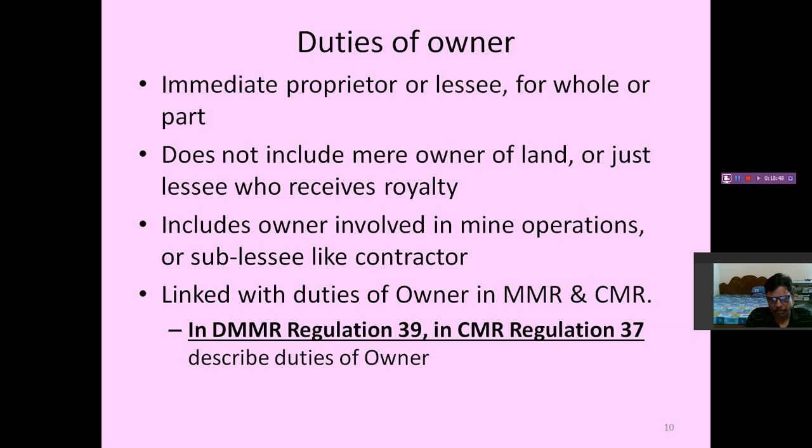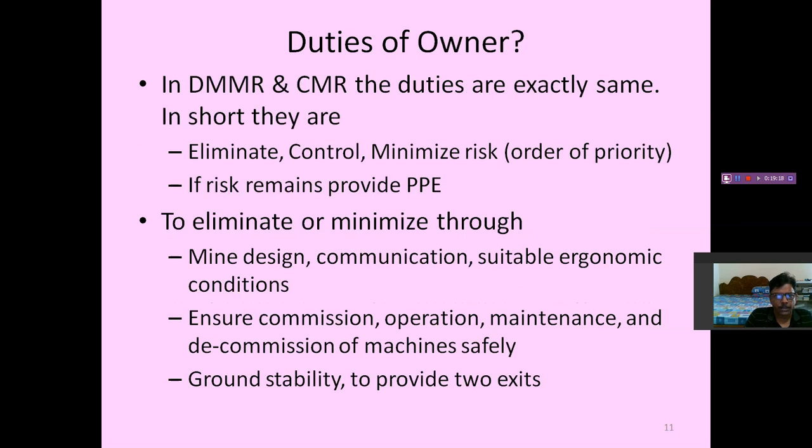As per that DMMR, it is Regulation 39, and in CMR, 37. You need not be very serious about memorizing 37 and 39, don't worry about that. It is only to indicate that this is verbatim the same. Whatever is mentioned in Regulation 39 of DMMR and in CMR 37 is the same. In MMR 1961, there is nothing like duties of owner. These are all the list I have given.